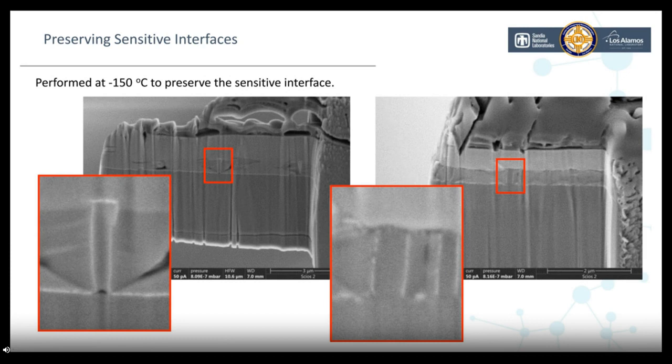You'll see on the left, when we don't have our milling conditions right, that sensitive interface gets destroyed and you get a void formation. And then on the right, you'll see when we have our milling conditions right, we're at cold temperatures, we're being very careful with the sample, we maintain that sensitive interface.